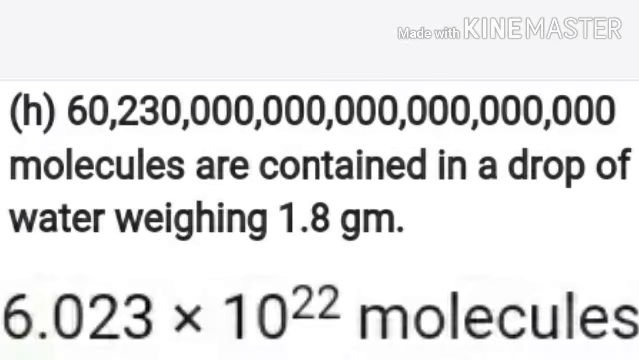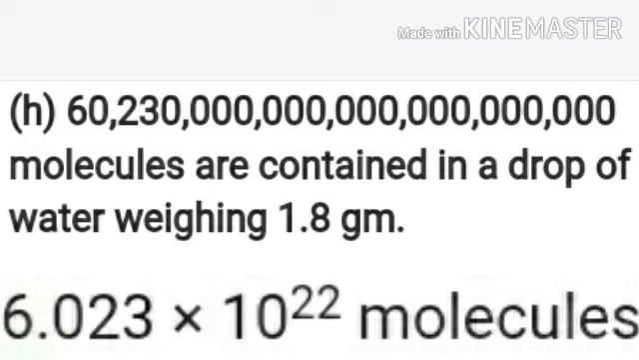H. This is a very large number, so we write it in standard form: 6.023 into 10 to the power 22 molecules. Student, decimal should always be put after one digit, so we put the decimal after 6. So 6.023, and the decimal will shift 22 places to the left. So 10 to the power 22. So 6.023 into 10 to the power 22 molecules are contained in a drop of water weighing 1.8 gram.